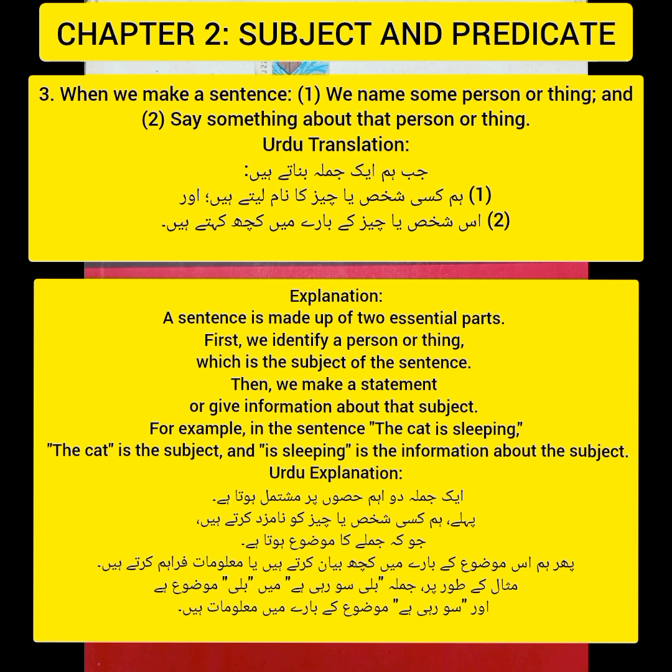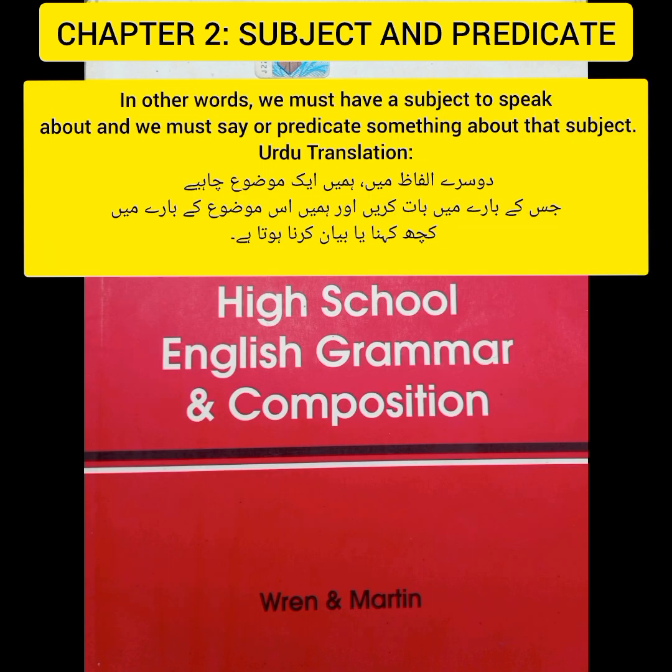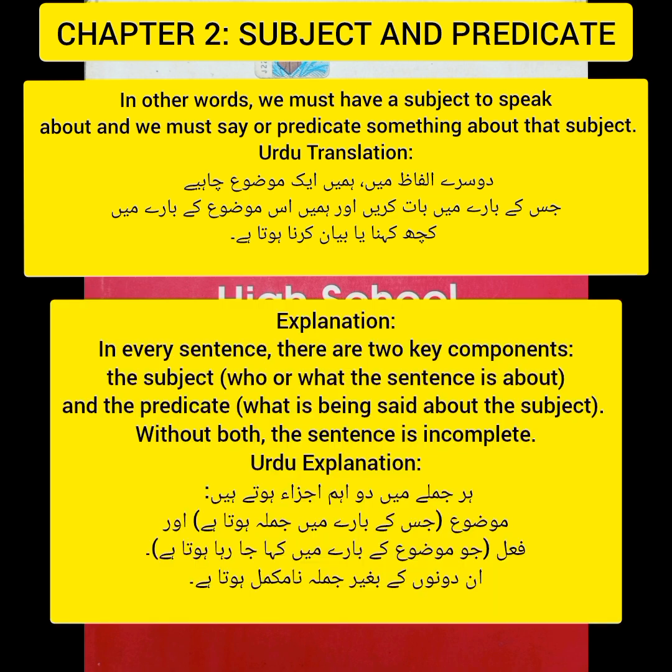First, we identify a person or thing, which is the subject of the sentence. Then, we make a statement or give information about that subject. For example, in the sentence, the cat is sleeping, the cat is the subject, and is sleeping is the information about the subject. In other words, we must have a subject to speak about and we must say or predicate something about that subject.